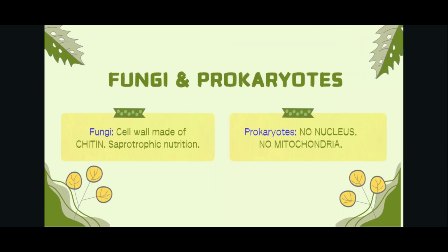Fungi have cell walls, but they are made of chitin, not cellulose, and they use saprotrophic nutrition on dead matter. Prokaryotes have a cell wall but are non-nucleated. This is the most distinct feature.